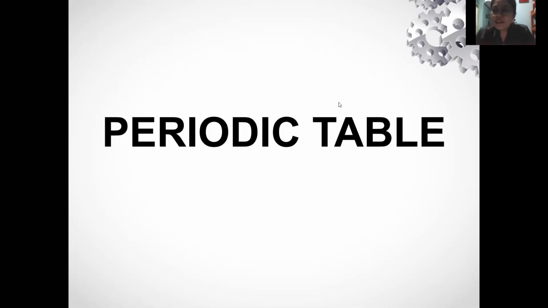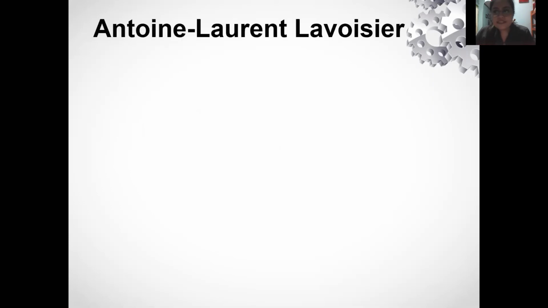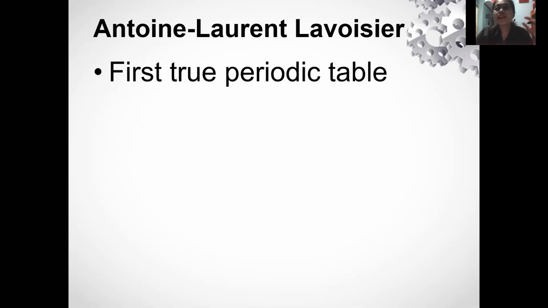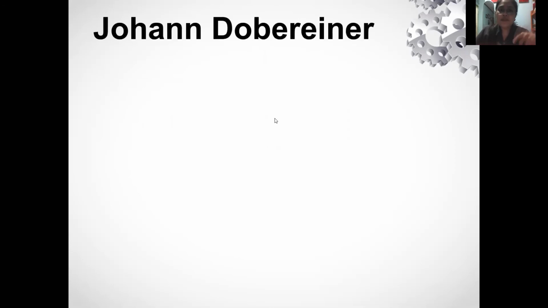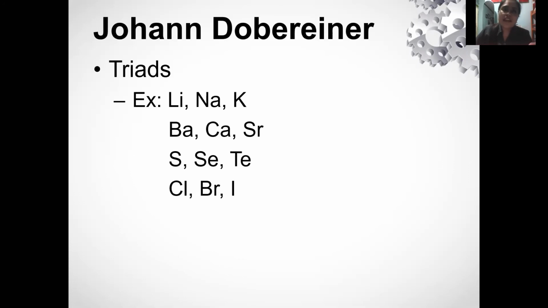Now let's move on to the study of our periodic table. Ayan. Before that, let's have a brief history. The first periodic table was made by Antoine Laurent Lavoisier. So he was the first one who made the first true periodic table. And then, later on, Johann Dobereiner grouped together the elements into three. He called it the law of triads. So for example, lithium, sodium, and potassium are grouped together into one because they have similar characteristics.